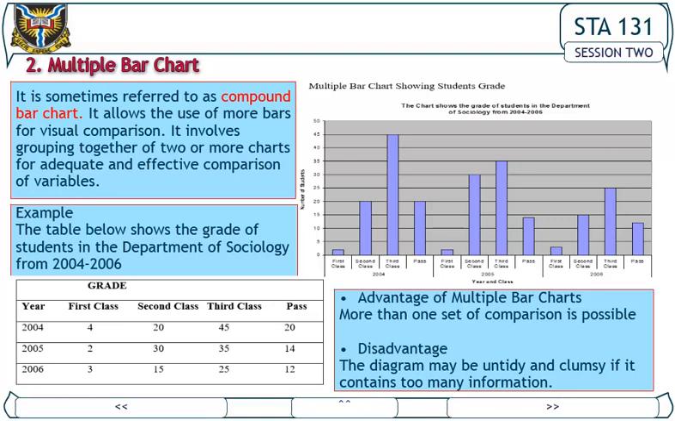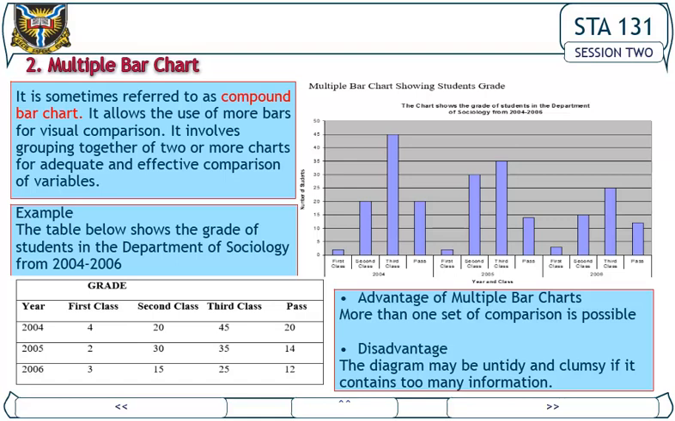2. Multiple bar chart. It is sometimes referred to as a compound bar chart. It allows the use of more bars for visual comparison. It involves grouping together of 2 or more charts for adequate and effective comparison of variables. Example: the table below shows the grade of students in the Department of Sociology from 2004 to 2006.